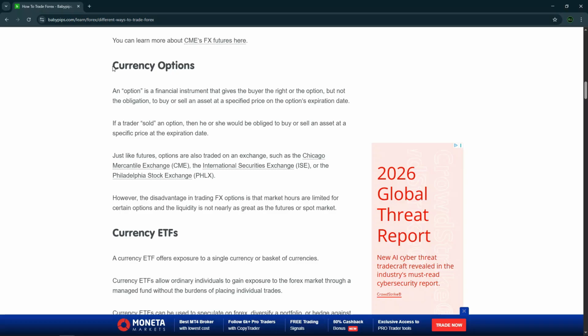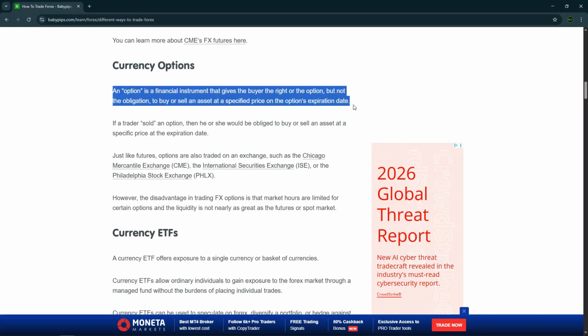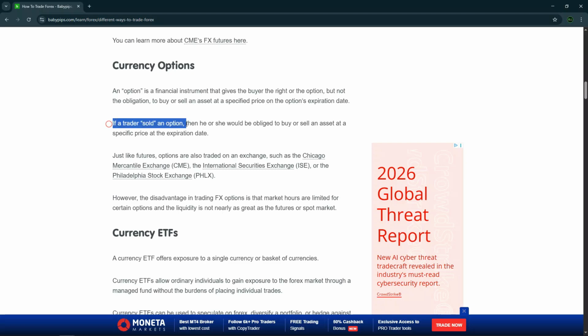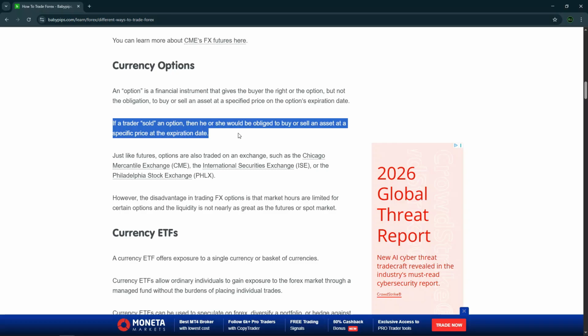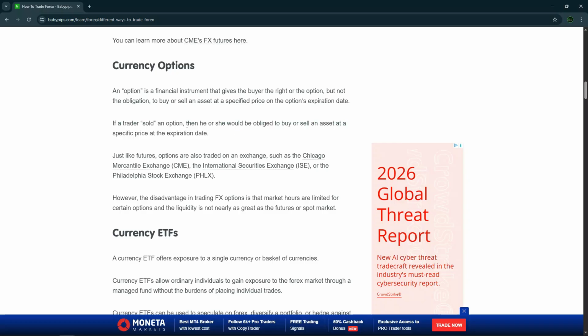Now let's talk about currency options. An option is a type of contract that gives you the right to buy or sell a currency at a specific price in the future, but you are not forced to do it. That's the key difference here. You have the choice to go ahead with the trade or not.